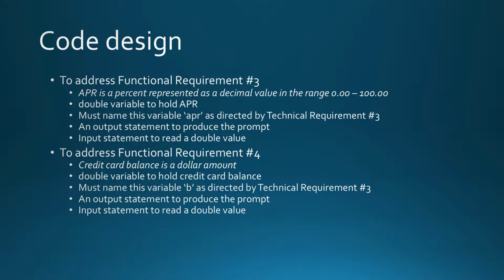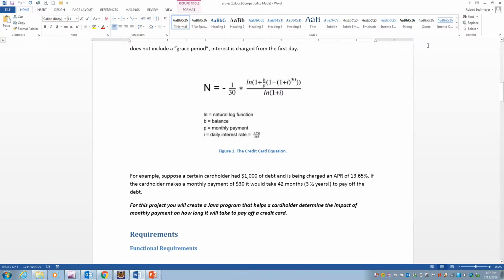Since we're not going to be doing any error checking, we'll assume that the dollar amount is input without the dollar sign and without any commas. We must name that variable B as directed by technical requirement number 3. I would note, we'll take a quick look at the equation. Here's the equation in Figure 1. And you'll notice in that equation, B represents the credit card balance.